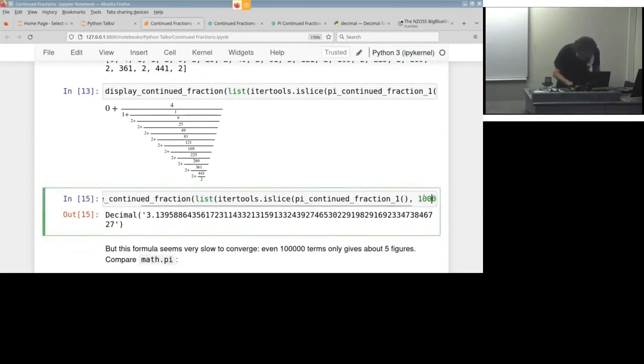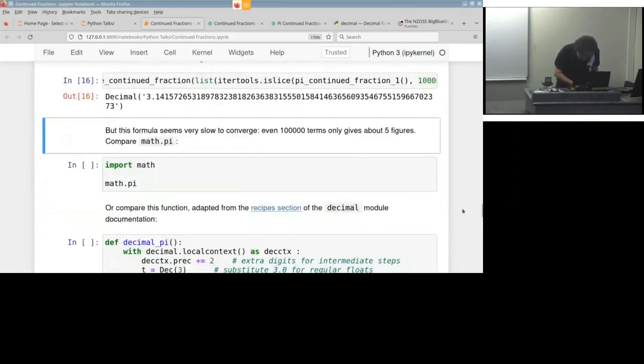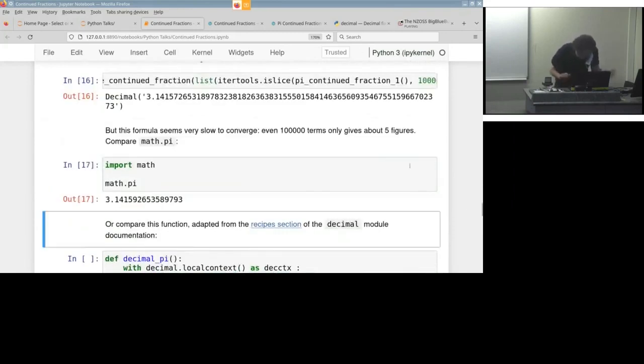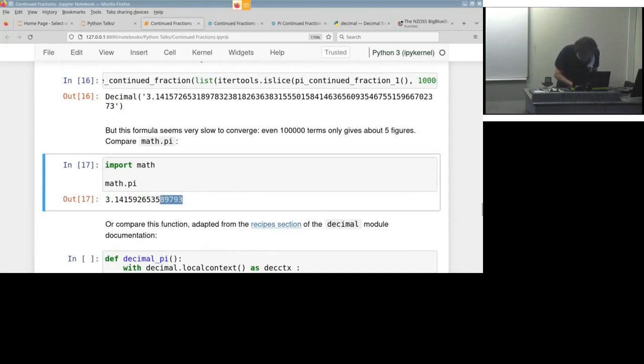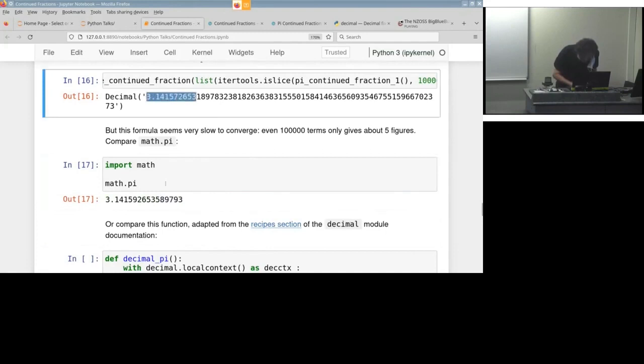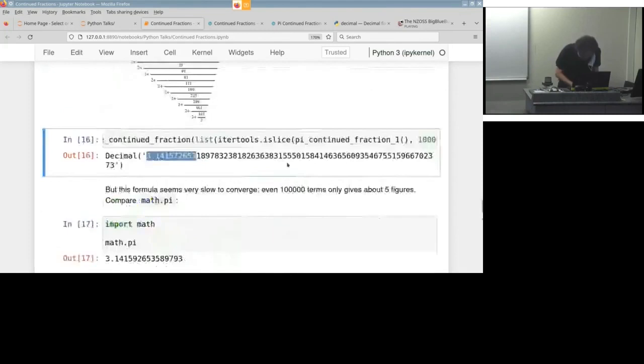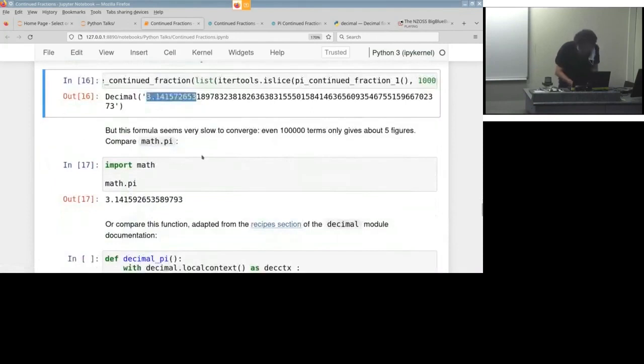So originally you saw my notebook had 100,000 terms in it, and 100,000 terms gives 3.14159 already. First of all, that's the floating point, so that's only 15 figures, but that's already better. Yeah, so it's not even 159. So even with 100,000 terms, it's only about 4 decimal places.